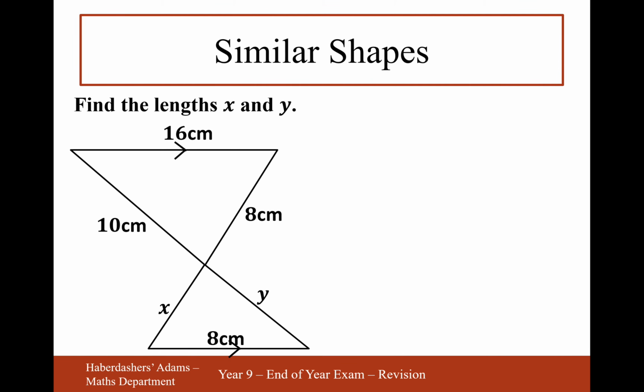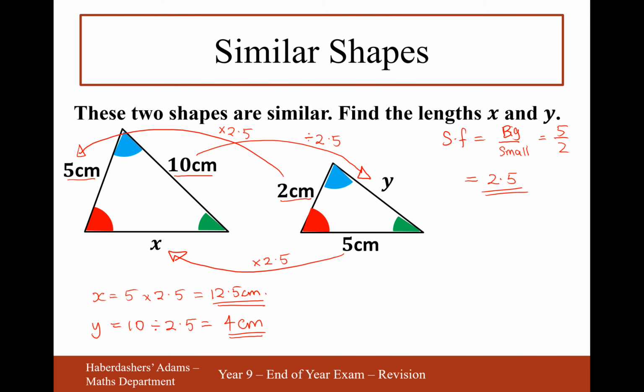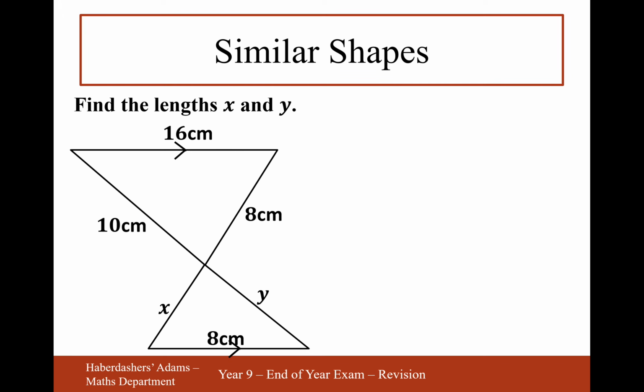Okay, let's move on to the next question. Find the lengths of x and y. How do I even know that these are similar shapes? Just a reminder, a couple of slides ago I showed you that similar shapes must have the same angles. And if you can prove that two triangles have the same angles, then it works in reverse and you know that they are similar. So let's go back to this question.